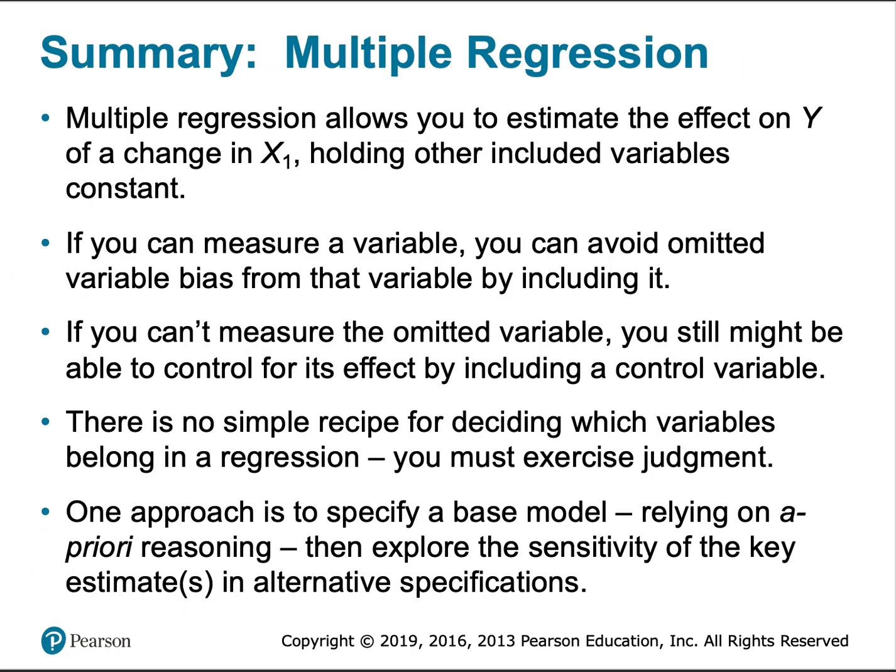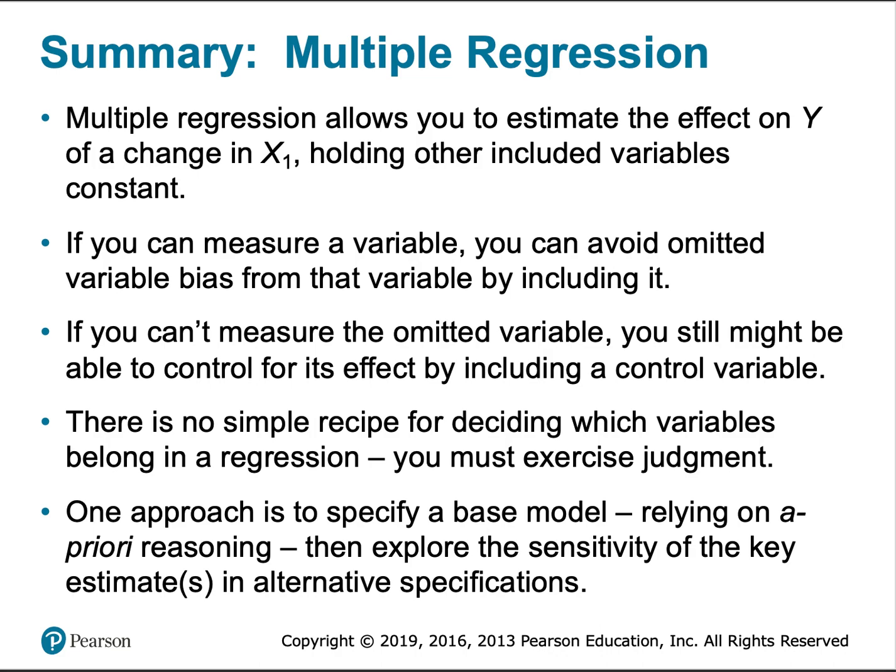In summary, multiple regression allows you to estimate the effect on y of a change in x1 holding other included variables constant. If you can measure a variable, you can avoid omitted variable bias from that variable by including it. If you can't measure the omitted variable, you still might be able to control for its effect by including a control variable. There is no simple recipe for deciding which variables belong in a regression.